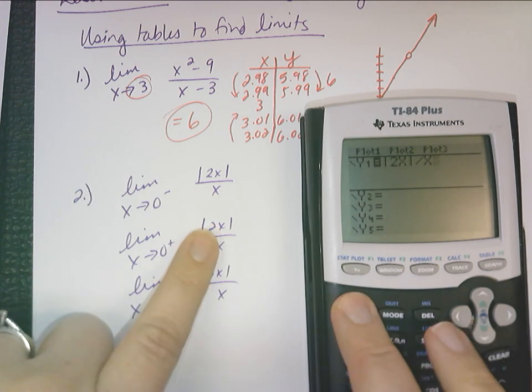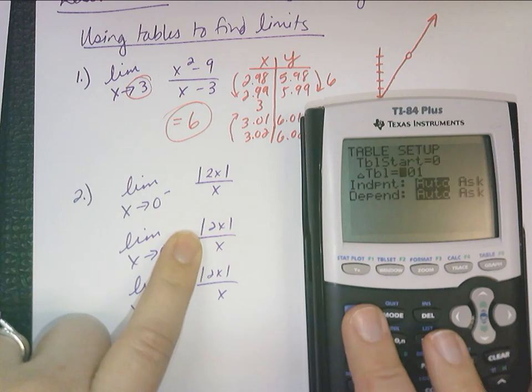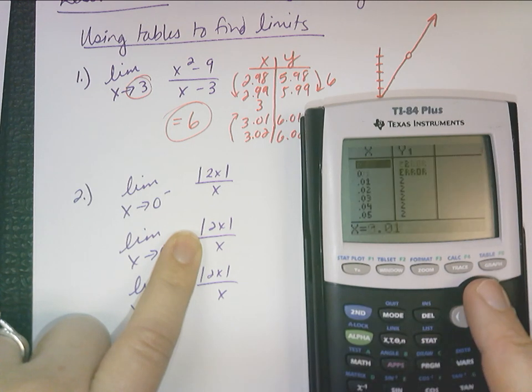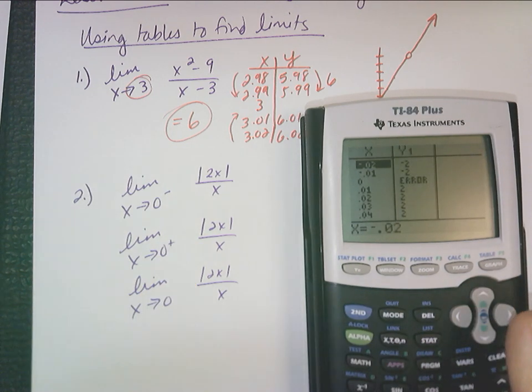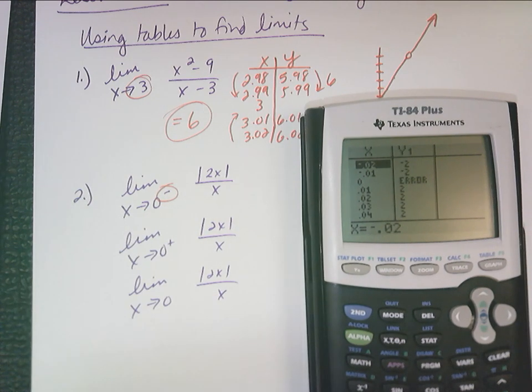Okay? I'm going to go to my table. I'm going to start it at 0 and let it go up an increment of 0.01. And I will go up 2. Okay? Now, because this is left, you only look at the less than table. You do not look underneath the right of it.